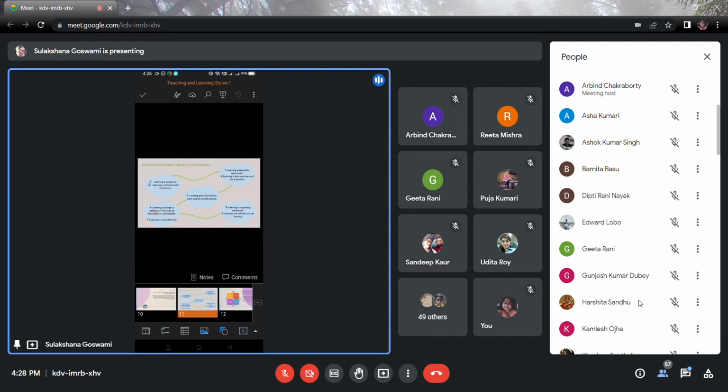Next, learning is organizing experience. Learning involves all those experiences and training of an individual right from birth, which help him or her to produce changes in their behavior.